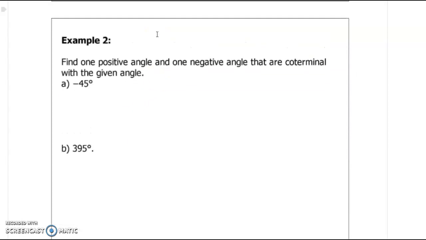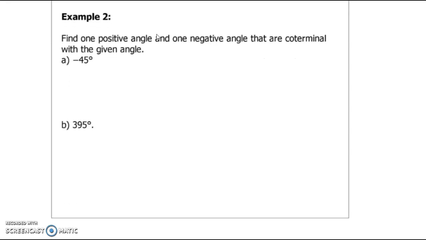Okay, so this one wants us to find one positive angle and one negative angle that are coterminal. So coterminal means that their initial side and their terminal side are in the same place. That's what it means to be coterminal. So basically, every 360 degrees, you return to the same position. So you can add or subtract 360 degrees as many times as you want to have a coterminal angle.